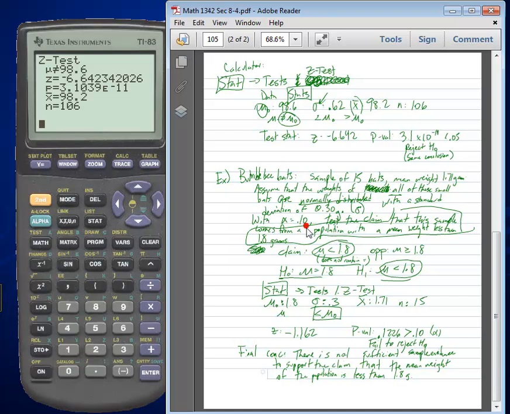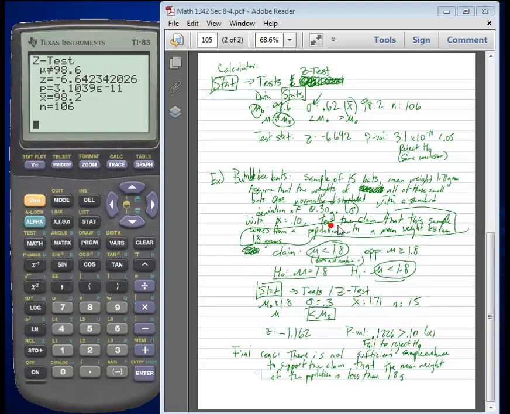So with alpha equals 0.10, we wanted to test the claim that this sample of 15 bats comes from a population with a mean weight less than 1.8 grams. So our claim was mu less than 1.8. Notice it does not contain equality. That'll help us out once we get to the flowchart later on. That makes our H0, our null hypothesis, equals 1.8, always equals, and then our H1 was that original claim since it did not contain equality. We didn't end up needing the opposite on that one.